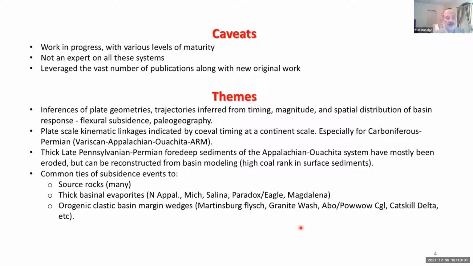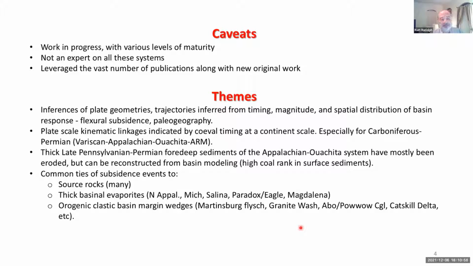So the themes are that we can make inferences of plate geometries and trajectories from the basin observations that we make in terms of subsidence and paleogeography. We also see plate-scale kinematic linkages that are indicated by synchronous timing at a continent-wide scale. And I'll especially highlight the latest orogenies, the Variscan, Appalachian, Ouachita, and Ancestral Rocky Mountains.